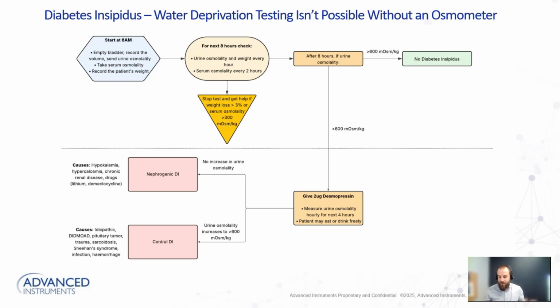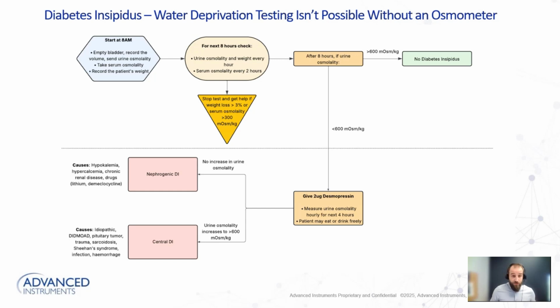Down here on the bottom part, if the urine osmolality does increase in response to providing the patient with desmopressin, then we know that the kidneys are working just fine. They're doing their job. So then we can determine that this is a central diabetes insipidus. This can be idiopathic, or it can be caused by a number of other things secondary to what the provider might be seeing in the patient at this time as well.